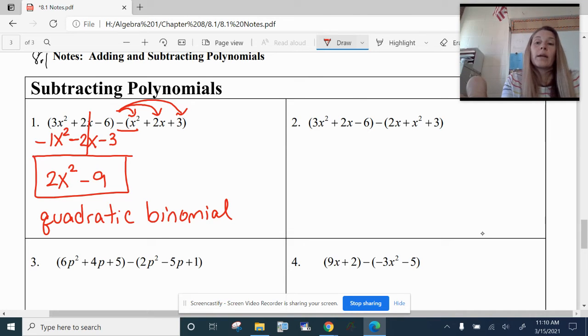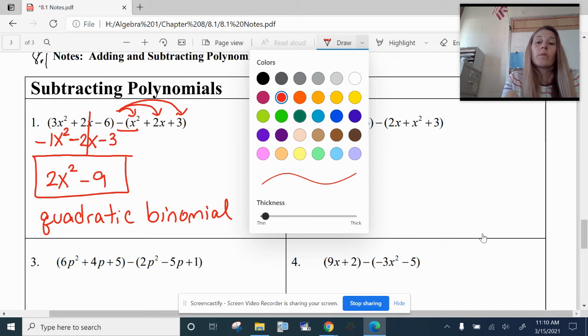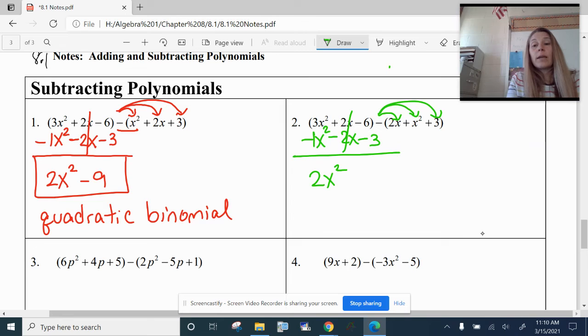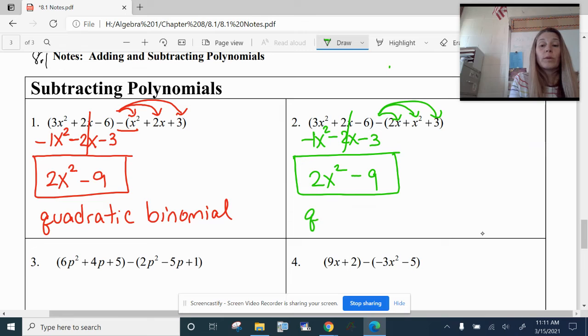Okay, so we go to look at the next one. The first part is exactly the same. It's 3x squared plus 2x minus 6. I'm going to subtract 2x. I'm lining that up in the middle under the other x term. Subtracting x squared, putting that under the other x squared term. And then subtracting the 3. Okay, so 3 minus 1 is 2x squared. The 2x's cancel, and then minus 9. It actually ended up being the same answer as the last problem, which would also be quadratic binomial.